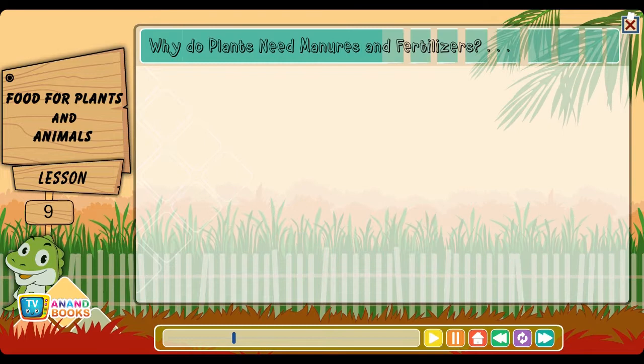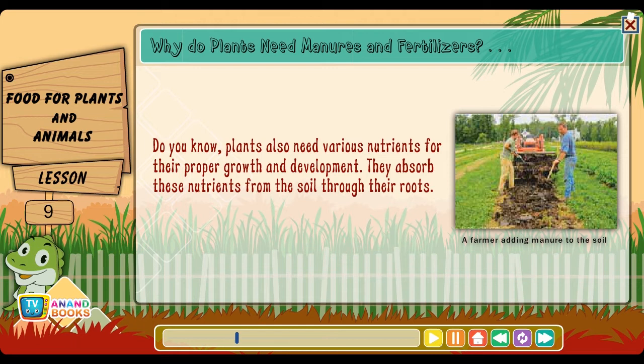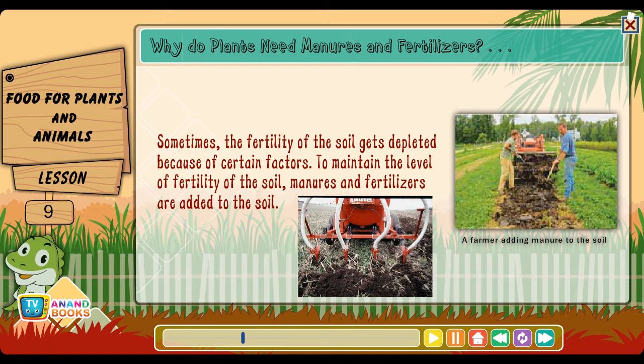Why do plants need manures and fertilizers? Do you know? Plants also need various nutrients for their proper growth and development. They absorb these nutrients from the soil through their roots. Sometimes, the fertility of the soil gets depleted because of certain factors. To maintain the level of fertility of the soil, manures and fertilizers are added to the soil.